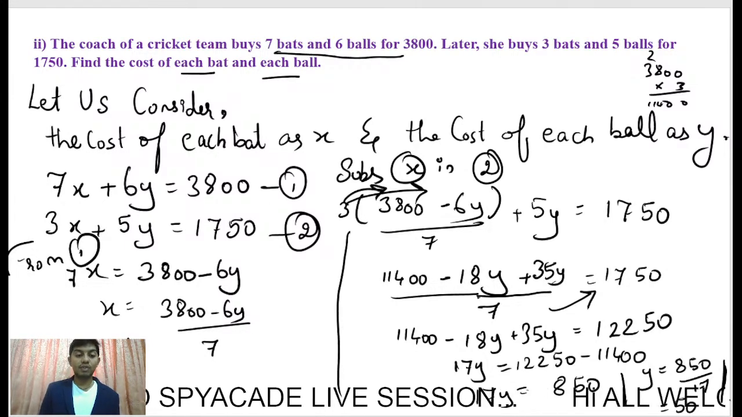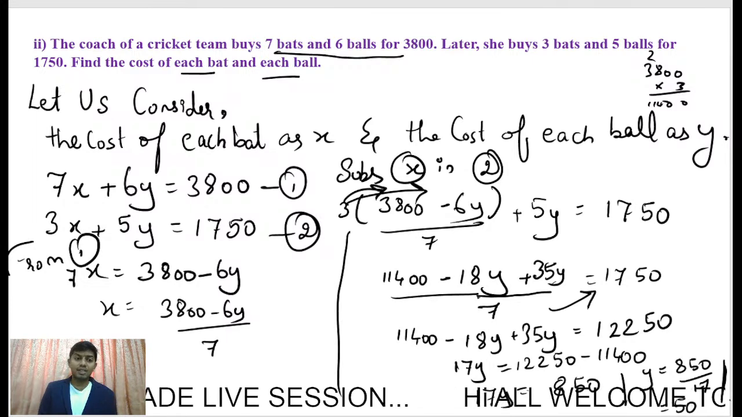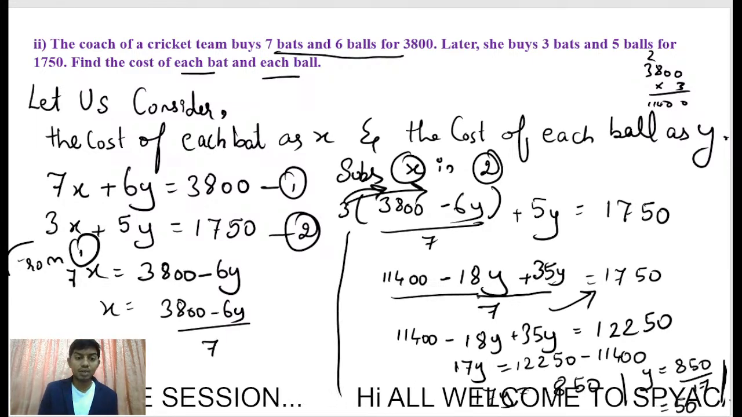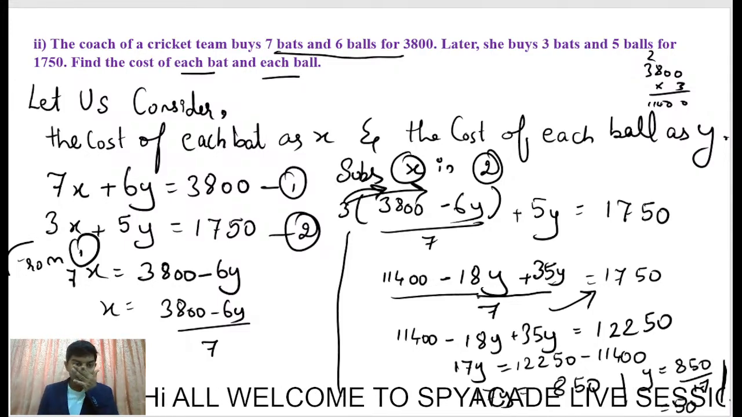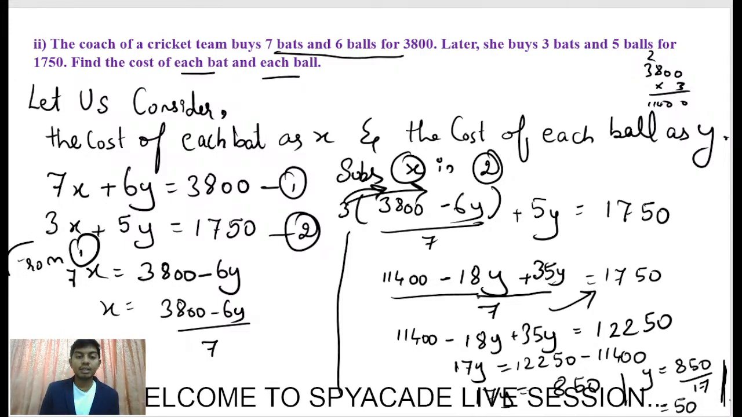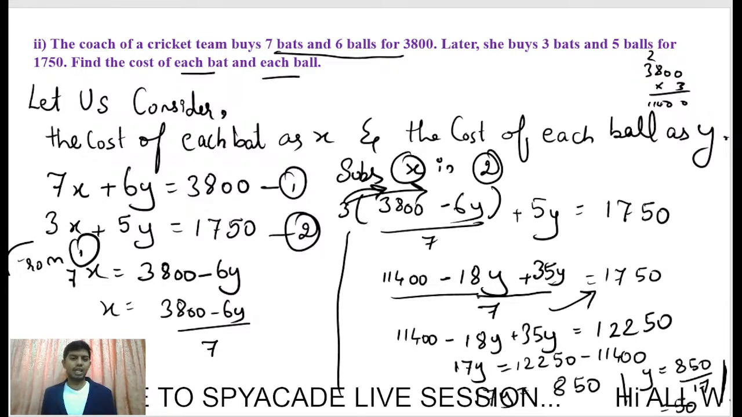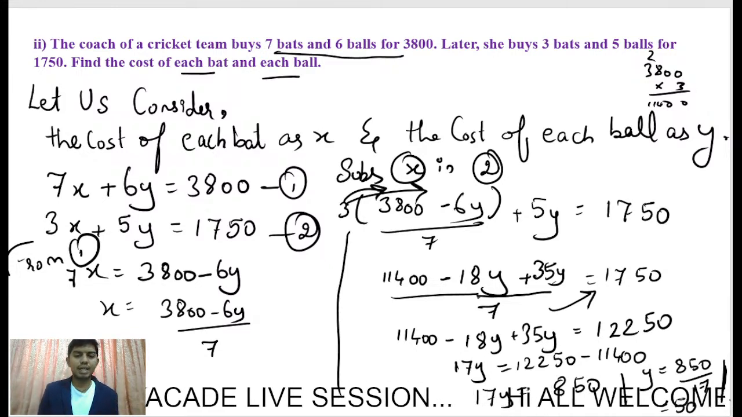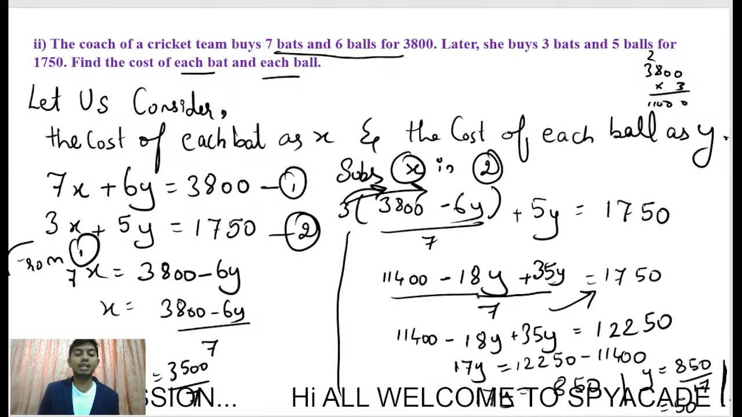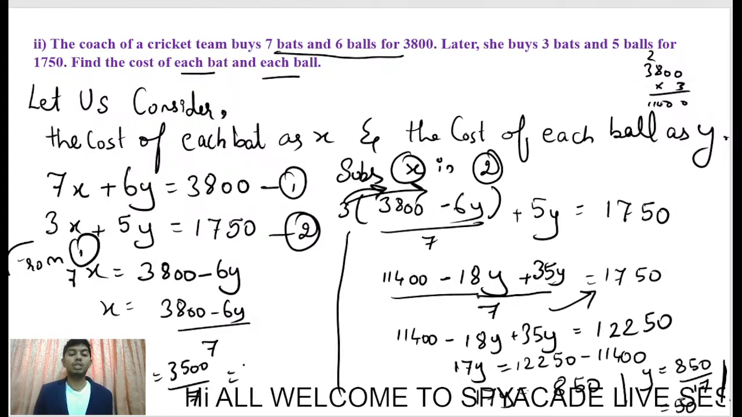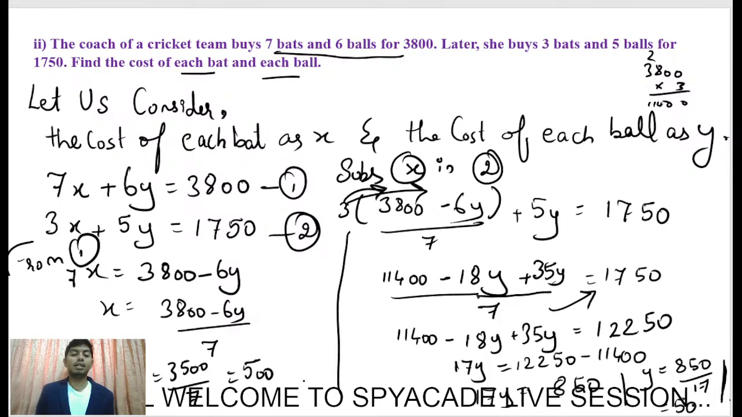And then what else you have to find? You have to find the value of x also. So x is equal to 3,800 minus 50 into 6. You will get 300, right? 50 into 6 is 300, so 3,500 divided by 7. So how much is it going to be? 500.